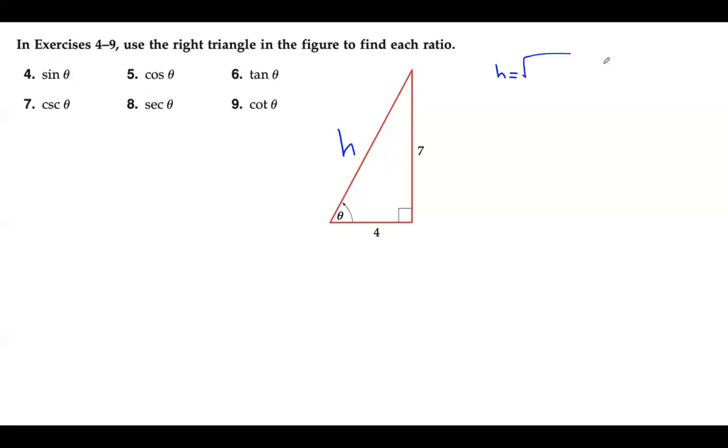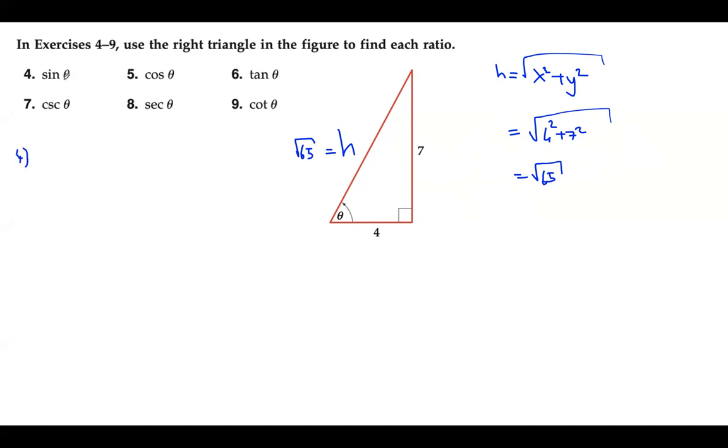Hypotenuse is equal to, if you remember, square root of x squared plus y squared. So x is 4, y is 7. 4 squared plus 7 squared will be square root 65. It means hypotenuse is equal to square root 65. Now, what are we going to do? We will write each of them one by one.